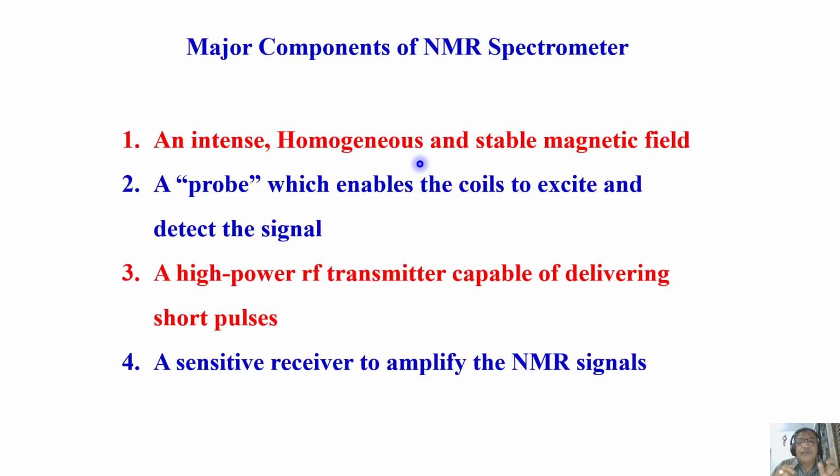So the magnetic field has to be perfectly homogeneous, and it has to be stable. The field should not drift. The magnetic field invariably keeps changing, drifting, so the position will change. When the magnetic field drifts, what will happen? You will have multiple resonances. The peak gets distorted. It has to be avoided. So you need an intense, homogeneous, and stable magnetic field. You need a probe.